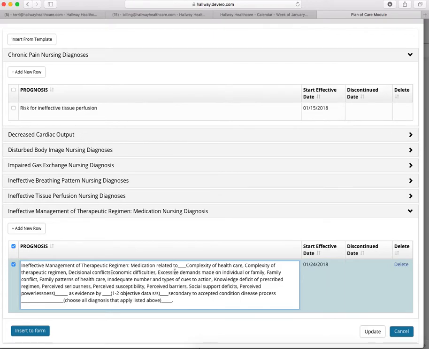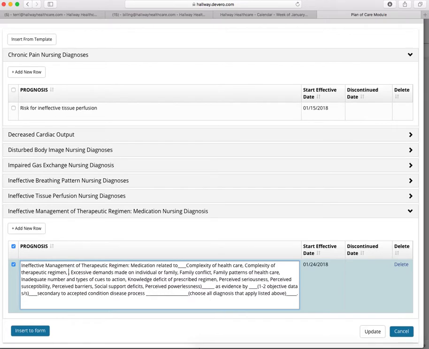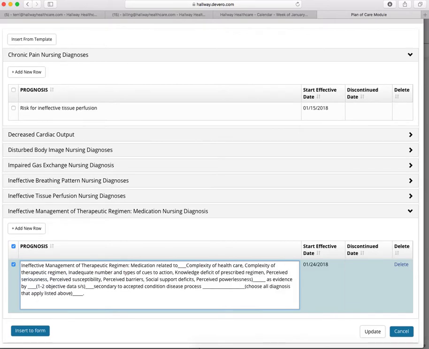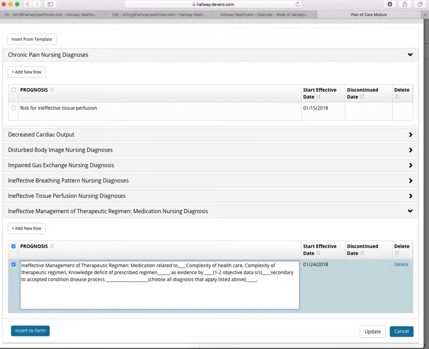Complexity of healthcare, yes, absolutely. Complexity of therapeutic regimen, yep. Decision conflict, no, he doesn't have that. Excessive demands made, no. Family conflict, no. None of this applies. Adequate number and type of cues, actions, knowledge deficit. Yeah, he does have knowledge deficit. Perceived seriously, no. Okay. So now I'm deleting all of this. So there's my related factors.